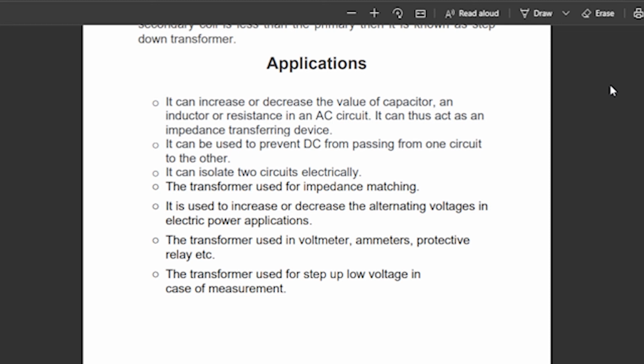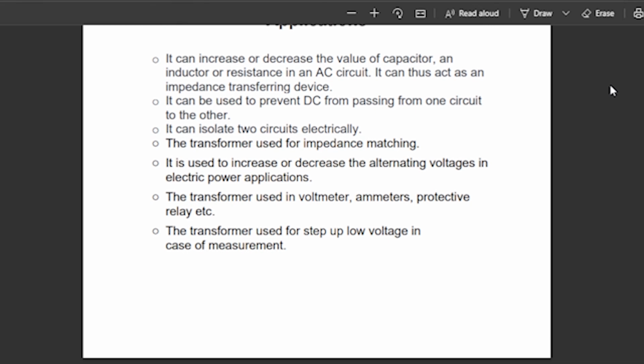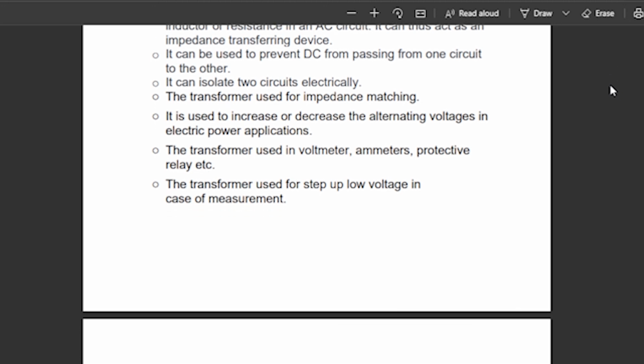And then we discuss about the applications of the transformer. What are the applications of transformer? First of all, it can increase or decrease the value of a capacitor, an inductor or resistor in an AC circuit. It can thus act as an impedance transferring device. It can be used to prevent DC from passing from one circuit to another. It can insulate two circuits electrically.